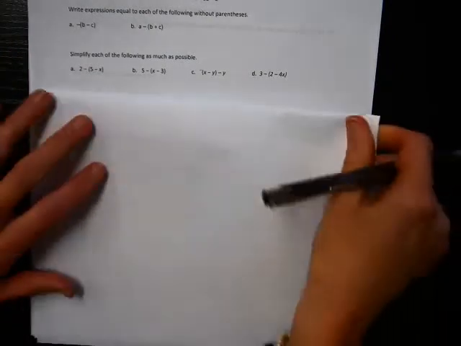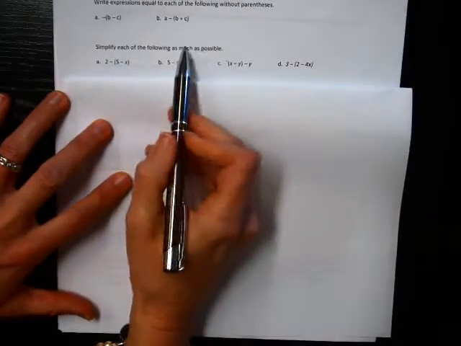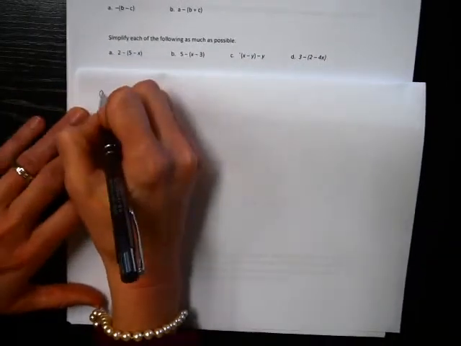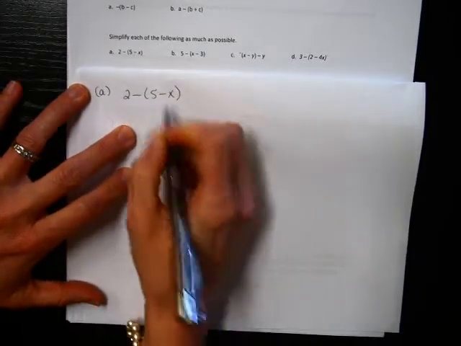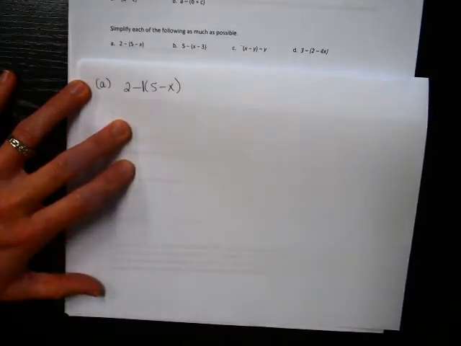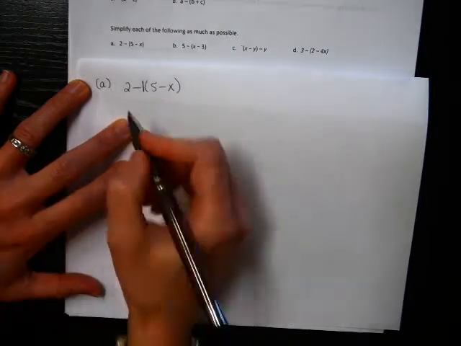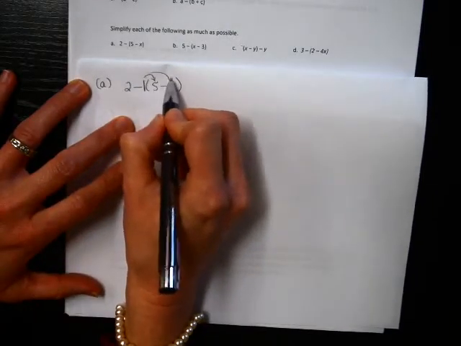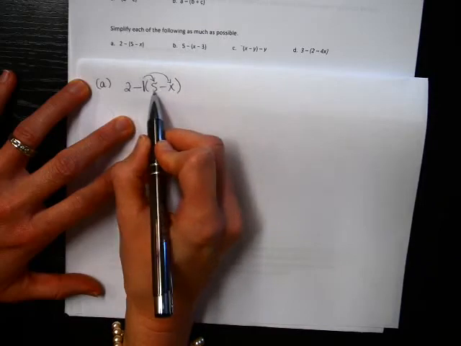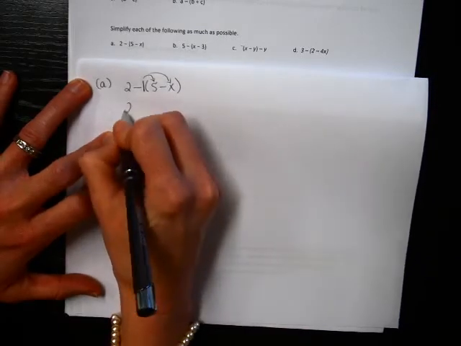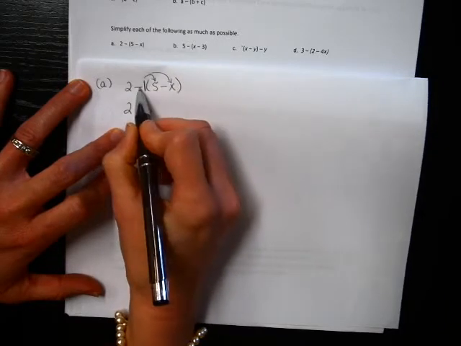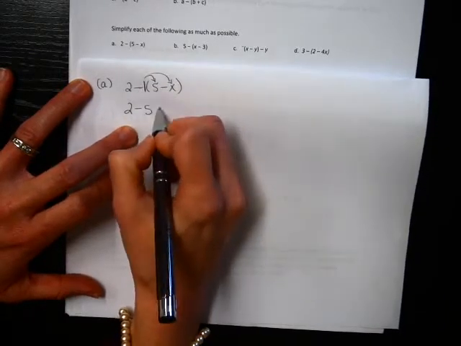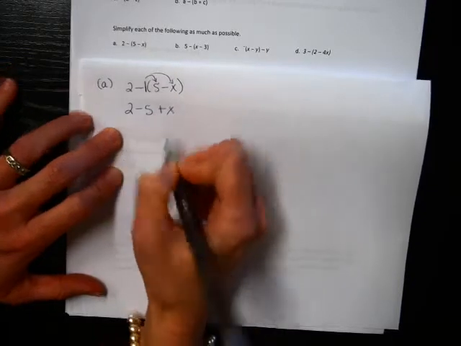Okay, so for the next section, simplify each of the following as much as possible. So for A, we have 2 minus parentheses 5 minus x. So this is a negative 1 understood to be in front of this parentheses. And so again, I'm going to do my distributive property and multiply negative 1 times both of these terms. So I bring down the 2, and negative 1 times 5 is negative 5. Negative 1 times negative x is positive x, or plus x here.